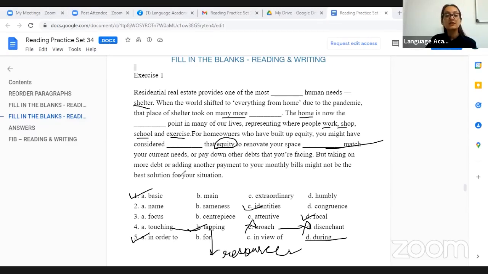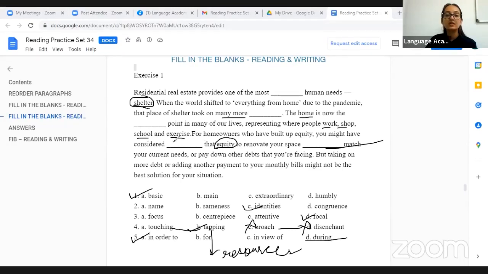So these are the answers. The first one, shelter, comes under basic human needs. So that is why we'll go with shelter, the most basic human need. Second one, many more comes with plural. So it will be many more identities. The rest of the other three options were singular. Third one, focal point is a collocation. So that's why we have selected that. Focal point means the central point.